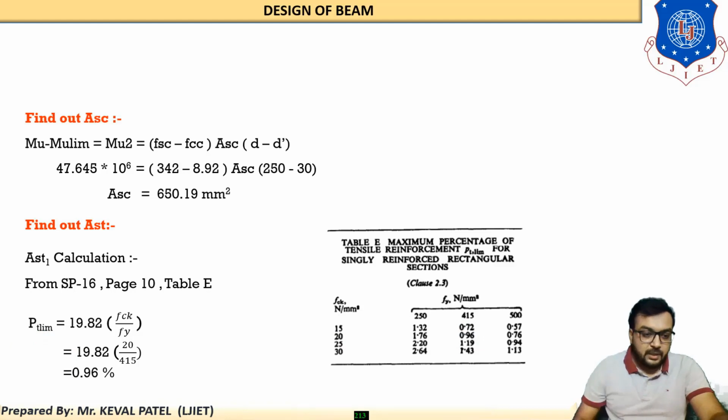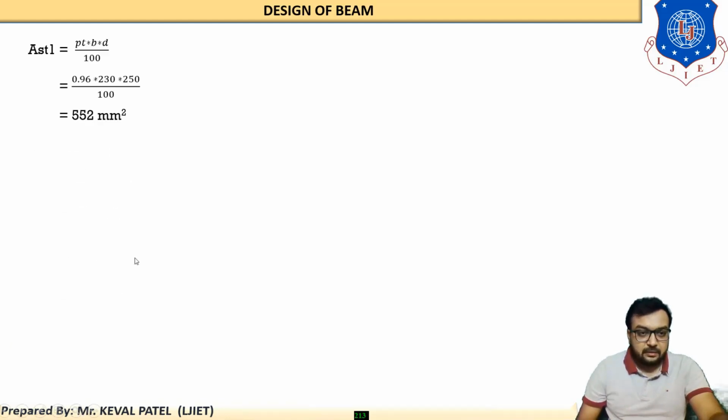After finding the Pt limit, we will get our answer of Ast1. The equation of Ast1 is Pt b d upon 100. After putting all these values, we get Ast1 equal to 552 mm square. So this is our Ast1.